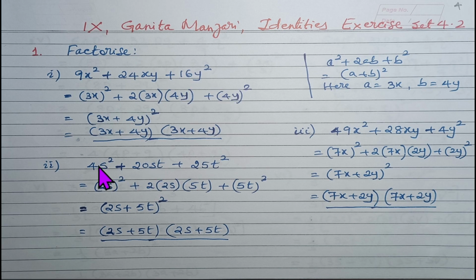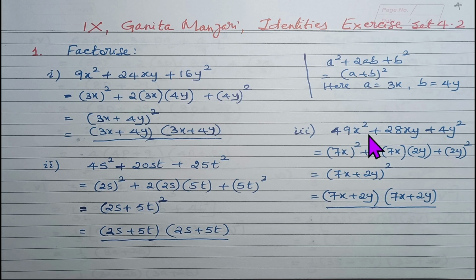Now here we have a second example, 4s square plus 20st plus 25t square. Again, let us first bring it into the standard form of one of the identities, a square plus 2ab plus b square. So 4s square is (2s) whole square, and 2ab will be 2 into 2s into 5t, and 25t square is (5t) square, therefore b is 5t. So we have a square plus 2ab plus b square, that means (a plus b) whole square, (2s plus 5t) whole square. So the factors are (2s plus 5t) into (2s plus 5t). So we have to check whether it is of the form of any one of those identities.